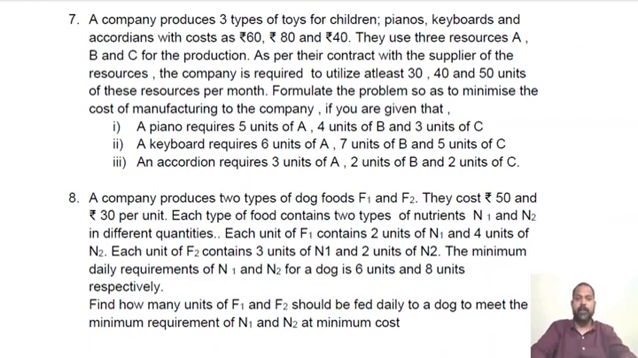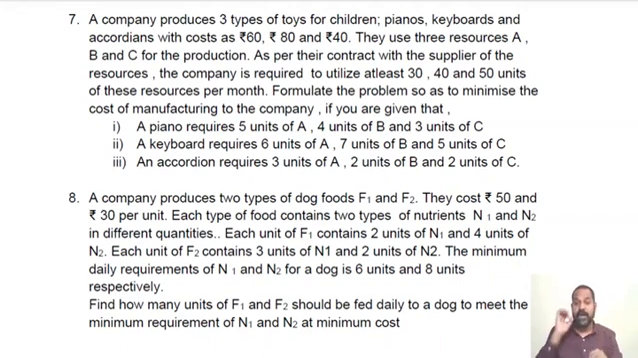The question says a company produces 3 types of toys for children: pianos, keyboard and accordion. So 3 types of toys. One is a piano. I hope everybody knows what a piano is. Basically a keyboard. A piano is like an acoustic keyboard. Then there is a keyboard which is like an electric piano, and there's an accordion. Accordion is the thing that Amitabh Bachchan played in Amar Akbar Anthony, if you've seen the movie. Classic, you should. With cost of rupees 60, 80 and 40.